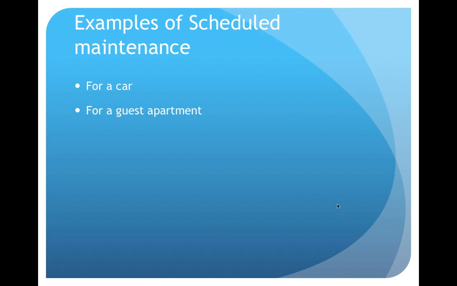So I'd like to go through a couple of examples of scheduled maintenance and where you might use scheduled maintenance. I'm trying to use some fairly generic examples rather than some industrial ones, so perhaps hopefully you can all understand where they're coming from. So first of all, I'll go through one for a car, or several for a car, and then I'll go through one for a guest apartment. So you can imagine a hotel, they might use a CMMS program, and we'll see what they are too.